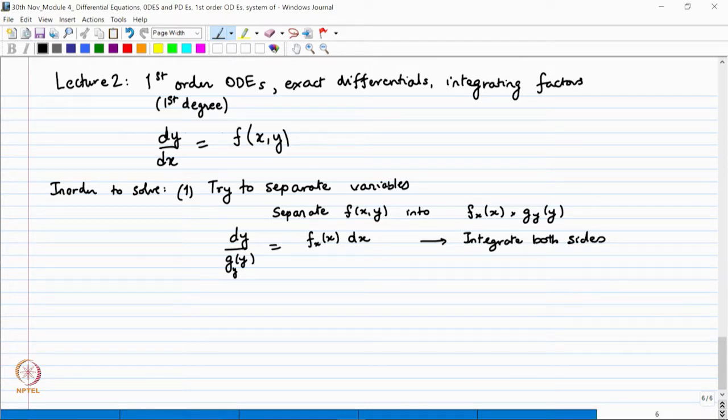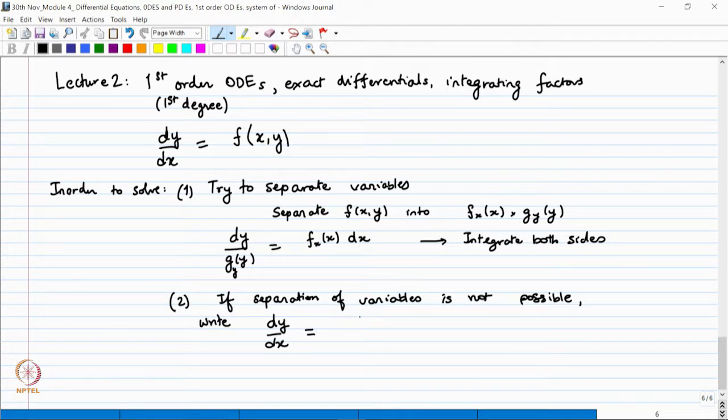Next thing that you try to do, now sometimes it is not possible to separate the variables. So, if separation of variables is not possible, then what you do is you write dy by dx is equal to, so what you have is f of x y. So, you write that as minus m of x y divided by n of x y. Okay, I will just put a minus sign. So, I just write it in this form.